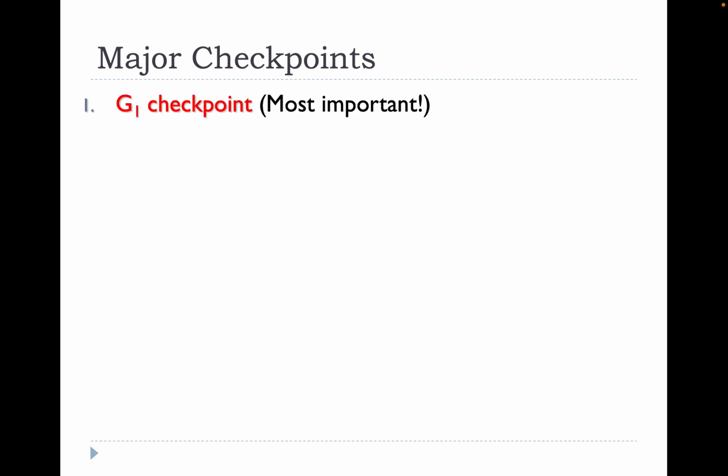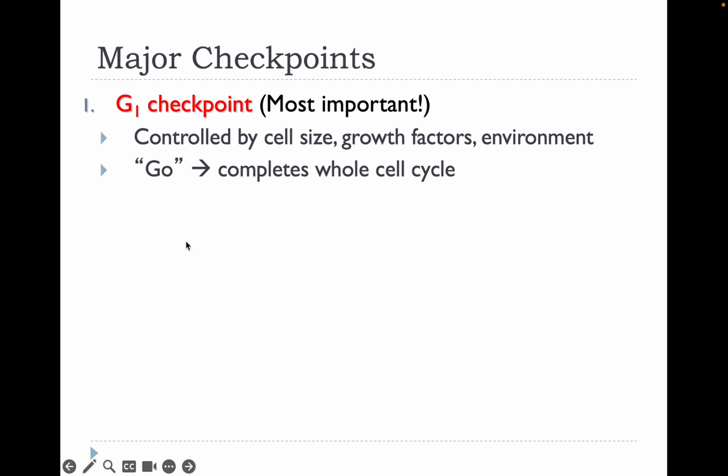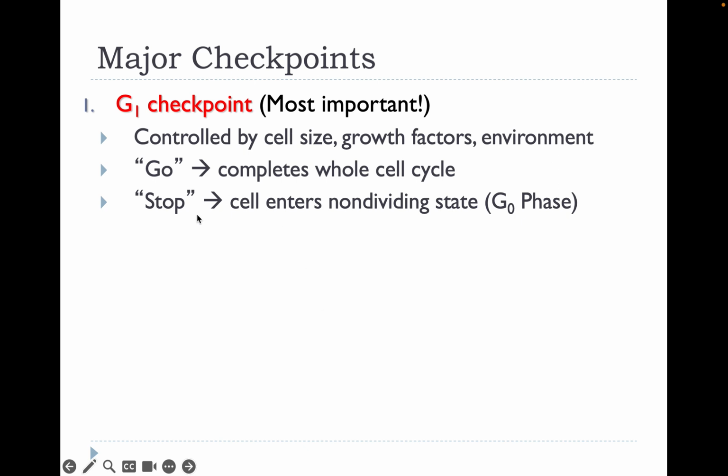So in the G1 checkpoint, this is the most important checkpoint. It's controlled by cell size, growth factors, and environmental factors. If the cell gets a go phase here, it will complete the whole cell cycle. If it gets a stop message here, the cell enters a non-dividing state called G0 or G0 phase. And it's just going to stay whatever kind of cell it is and do that cell's work, but it's not going to divide.